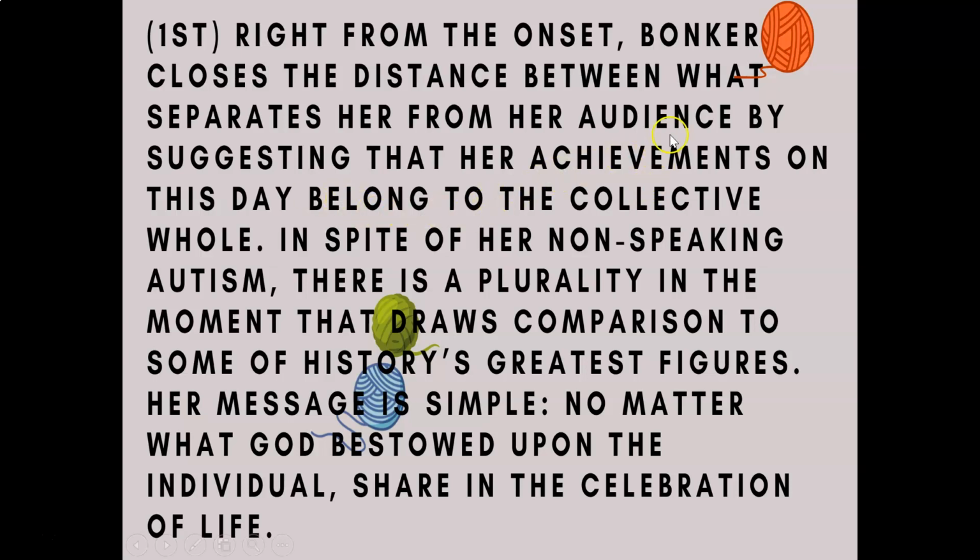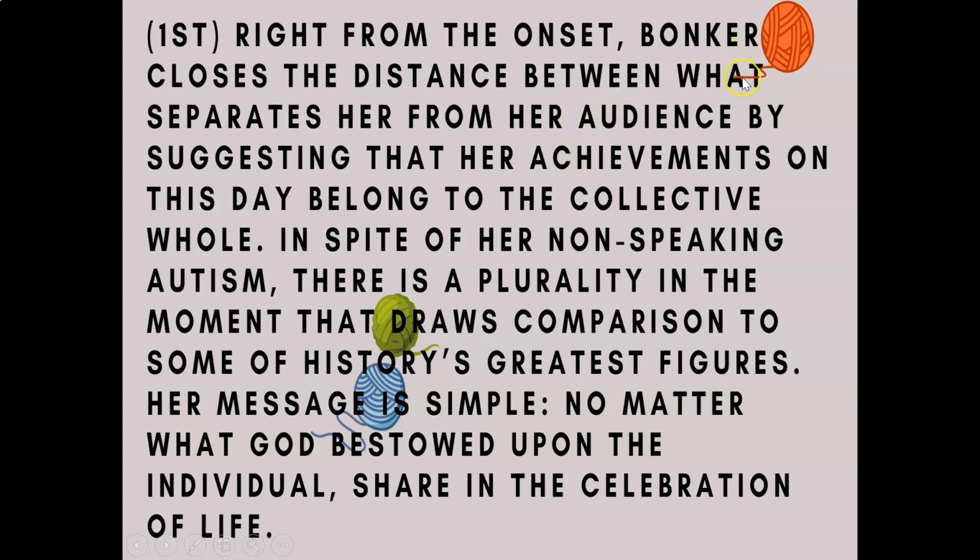So let's do this here. What is being promised? I always tell my students this. What's the promise of the first premise? Our red ball of yarn is connected to a promise. It says Bonker closes the distance between what separates her from her audience by suggesting that her achievements on this day belong to the collective whole. That's her ethos. So red yarn is going to be ethos.